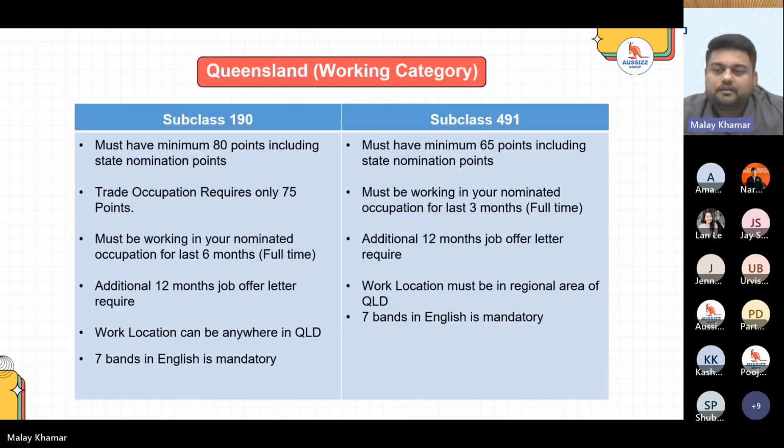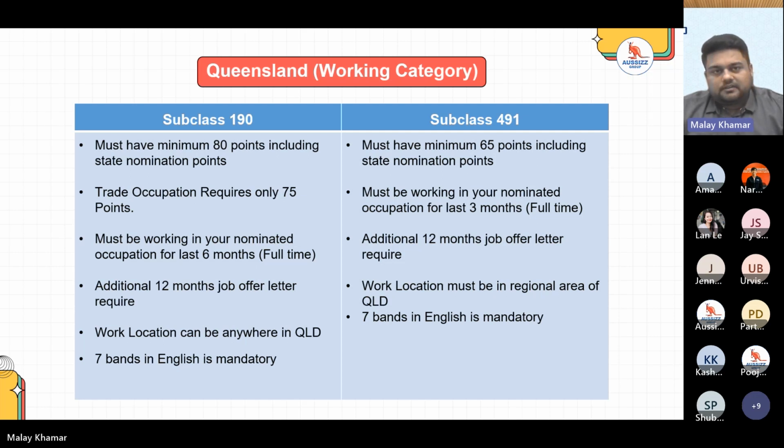Moving on to the next slide, we're going to talk about the working category. For the working category, the minimum criteria from the department is that you need a positive skill assessment, 6 each, and 65 points. But on top of that, Queensland has separate criteria for the working category. The first criteria is you need a minimum of 80 points, including the state nomination, for professional occupations. So if you are holding 75 points yourself, the state will give you an additional 5 points, and then you can meet the requirements for the subclass 190.